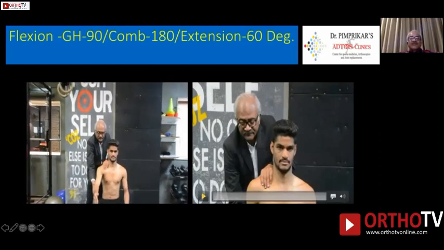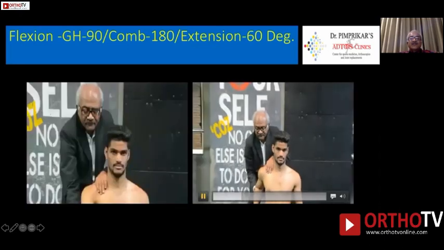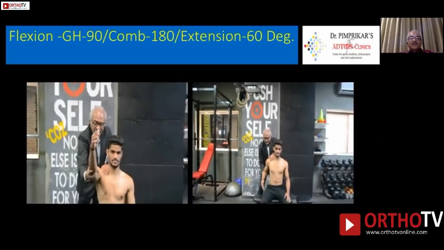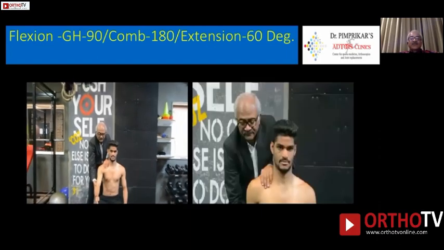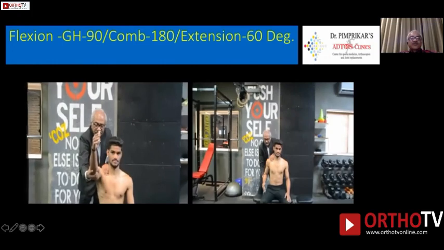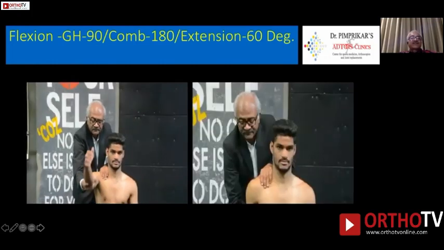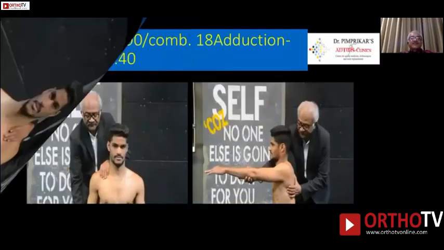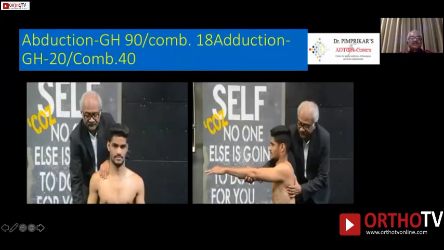When it comes to extension, in a similar way, the clavicle and the scapula are stabilized and the hand is moved behind to see for active extension, which in a normal patient should be about 60 degrees. In abduction, the glenohumeral movement is 90 degrees and the combined abduction is 180 degrees. Please pardon me for the mistake, I have written 18 degrees there. Adduction is glenohumeral 20 degrees and combined 40 degrees.